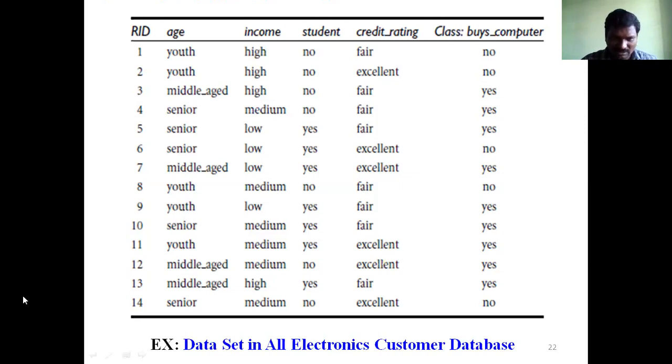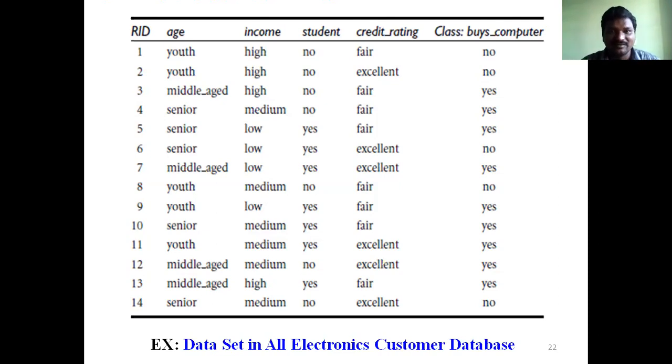Row number 11: youth, medium, student yes, credit rating fair. Even though the credit rating is fair, yes, he will buy the computer. Why? Because he is a student. A youth who is a student will think of buying the computer. Here, the main issue is the identification of rows, the identification of tuples in a data set, that is, in the training data set. That is a very important thing here.